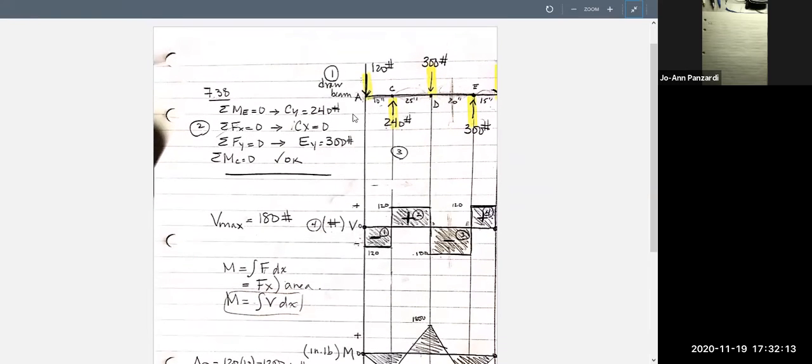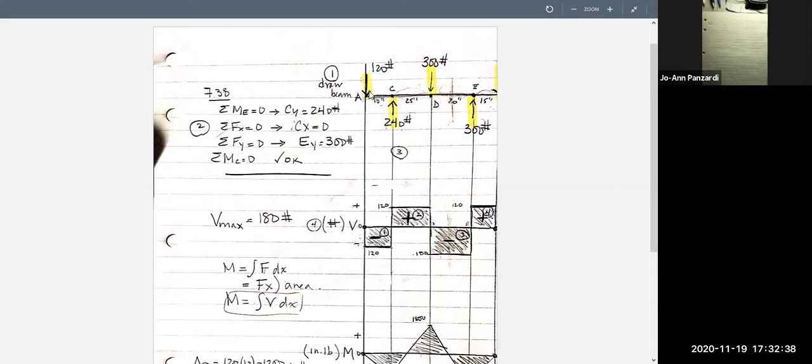So now we have our template. We draw a vertical line down every time there's a section where some change is happening. There's the 240 pounds here, the 300 pounds here, the 300 pounds here, and then at the end it was 120 going down. The shear diagram followed the loading exactly.